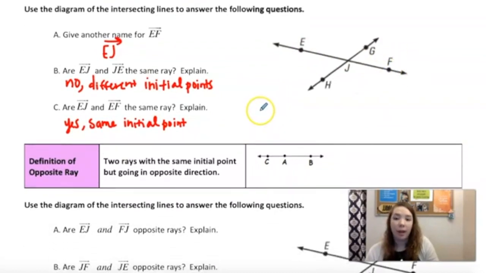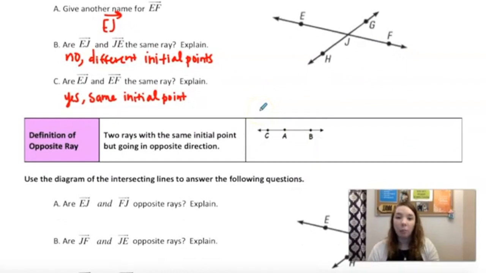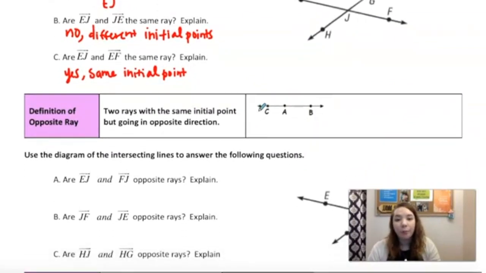Definition of opposite rays: two rays with the same initial point, but going in opposite directions. So here, they could both start at A, but I could have ray AC and ray AB. They both start at A, but they're going opposite directions.